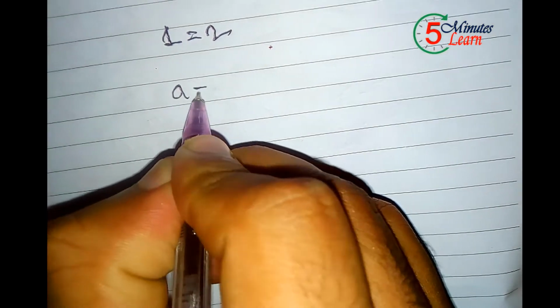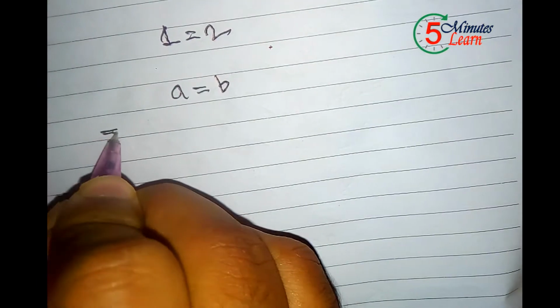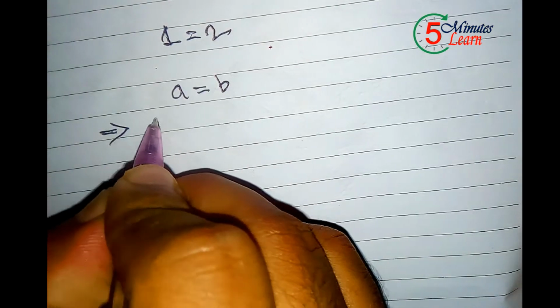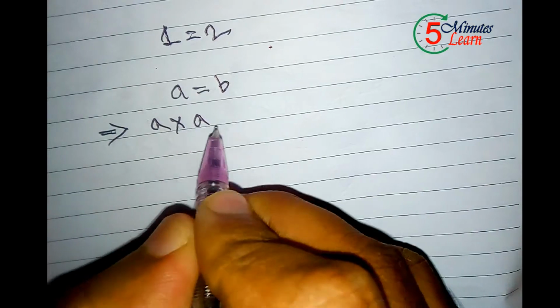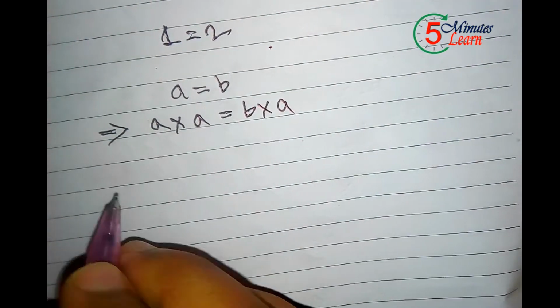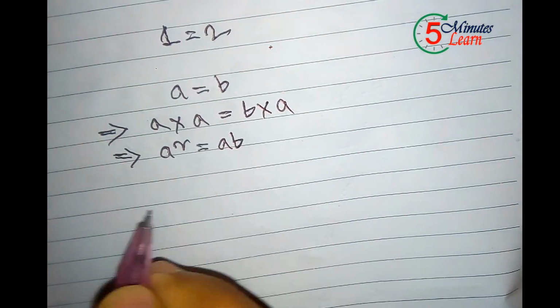Hello friends, now we'll prove 1 is equal to 2. So first, if we think A is equal to B, then if we multiply both sides by A, the equation after multiplying A on both sides is A squared is equal to AB.